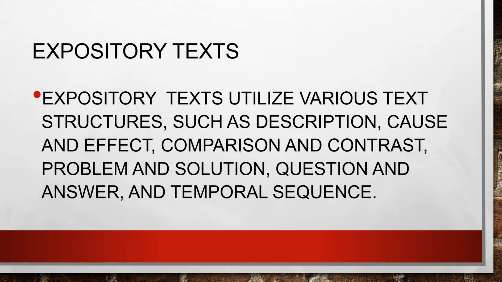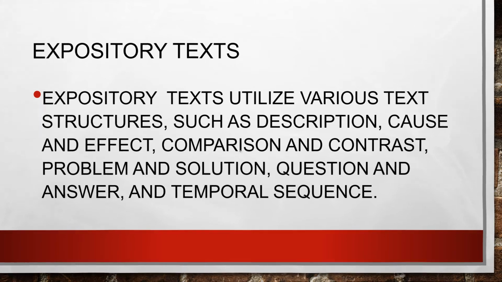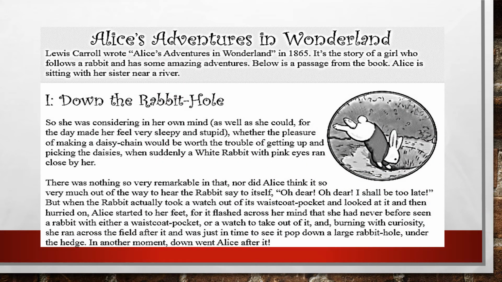The second type of informational text is an expository text. Expository text utilizes various text structures such as description, cause and effect, comparison and contrast, problem and solution, question and answer, and temporal sequence. Here is an example of an expository text. It utilizes various text structures such as description, cause and effect, comparison and contrast, and problem and solution.